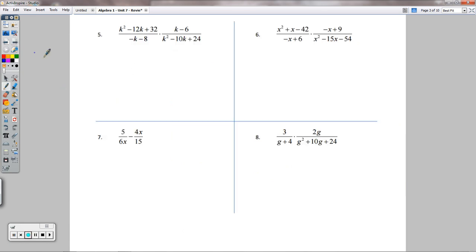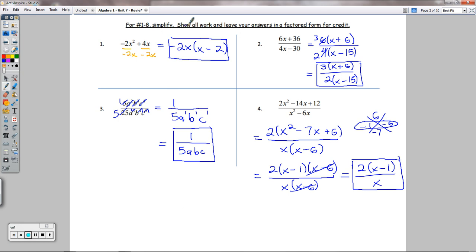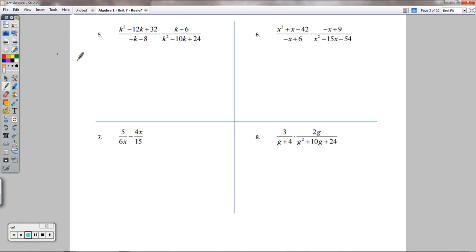Moving on to number 5. So still following these directions, we're simplifying and showing work in a factored form for credit. This looks like we can do this sort of thing with this potentially. So let's see if we can use the x, find the factors. And it looks like it would be negative 4 and negative 8. That would multiply to positive 32 and add to negative 12. So this is going to equal, you'd have k minus 4 times k minus 8.